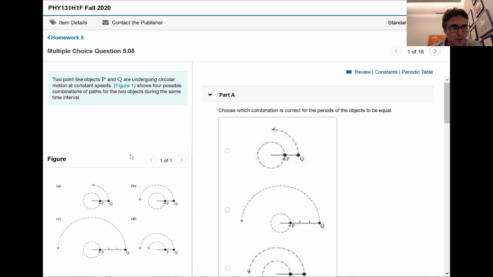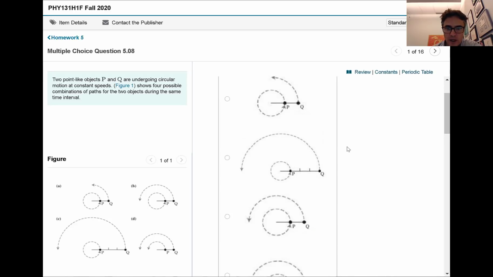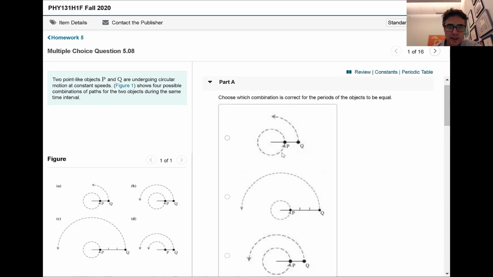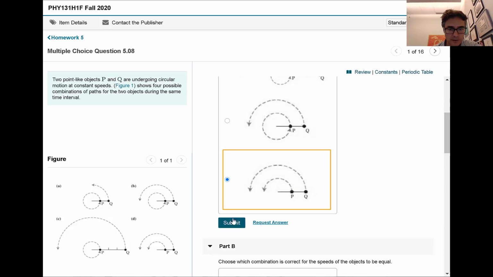The first question says, 2 point-like objects are undergoing circular motion at constant speeds. The figure shows 4 possible combinations of paths for the 2 objects, P and Q. Choose which combination is correct for the periods of the objects to be equal. The period is the amount of time it takes to go around one complete circle. So if the periods of 2 uniform circular motions are equal, it means that they sweep out equal angles in equal time. So that would be this fourth one.